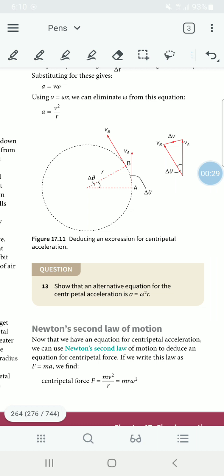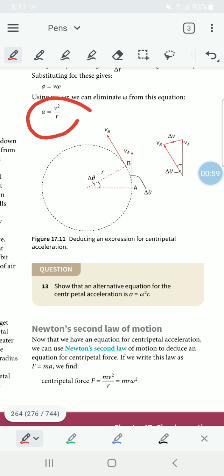So using these two and using Newton's second law, we can deduce other equations to find out centripetal force. Now F equals ma, we apply that, and using that we can figure out two more equations for F. So instead of a, we substitute these two equations. a equals v squared upon r, then we put that in and get F equals mv squared upon r.